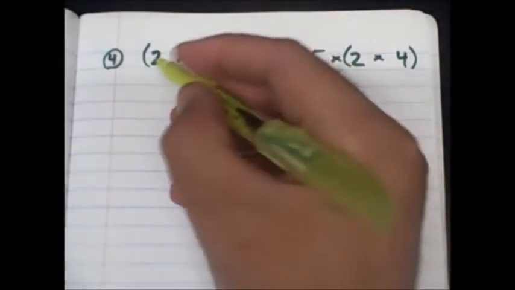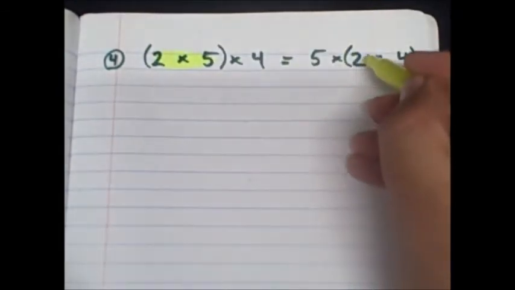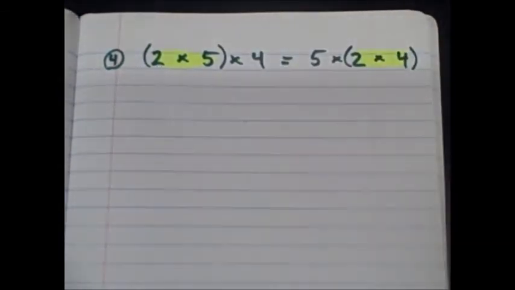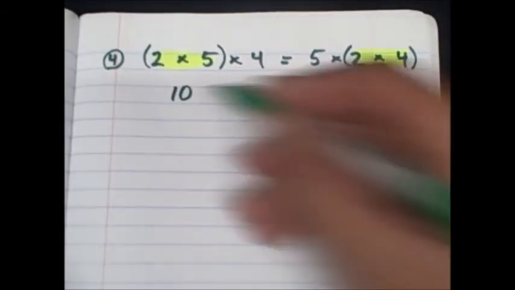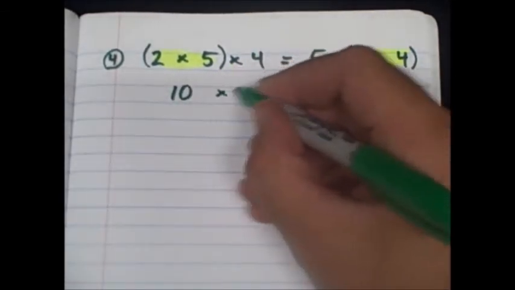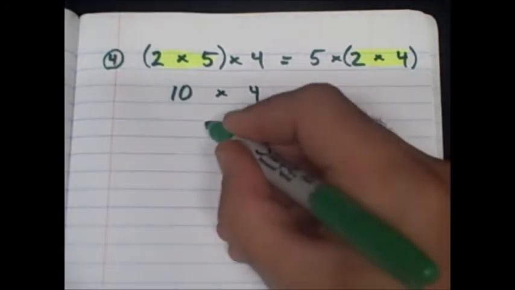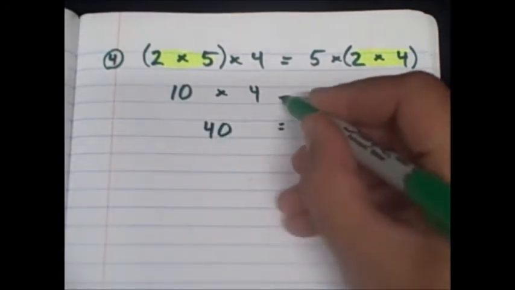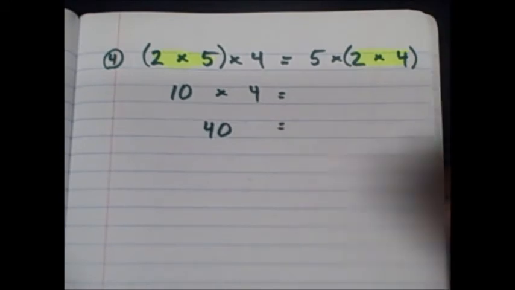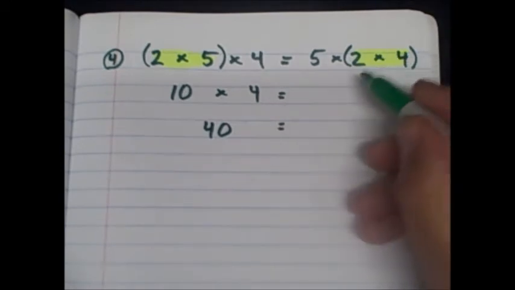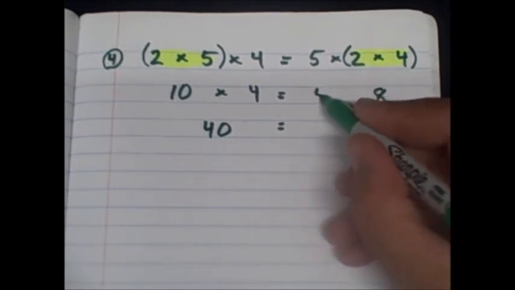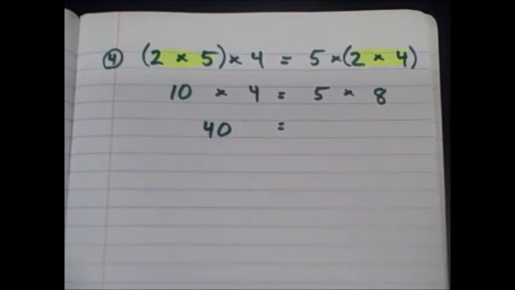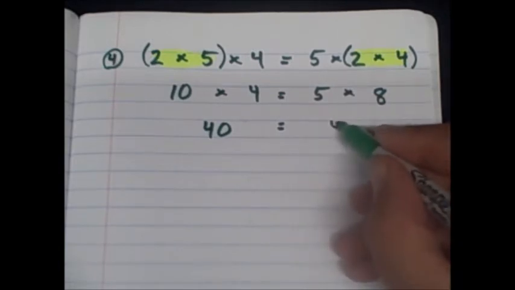Okay, this is what we should have. Because we have parentheses on either side of the equal sign, we always want to do those first. So over on the left, the product of 2 and 5 is 10. And we're left with 10 times 4, which of course equals 40. Over on the right, we want to do the parentheses first. And 2 times 4 is 8. And we are left with 5 times 8. And we all know the product of 5 and 8 is 40.